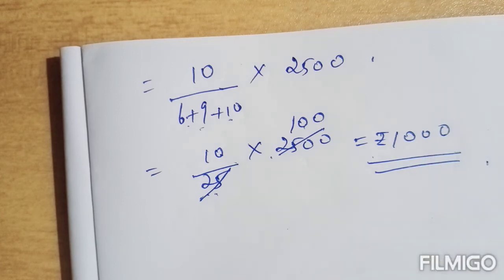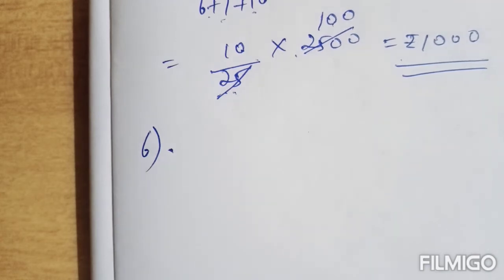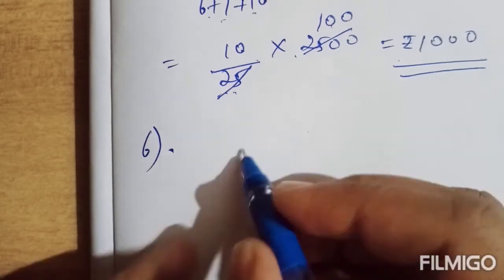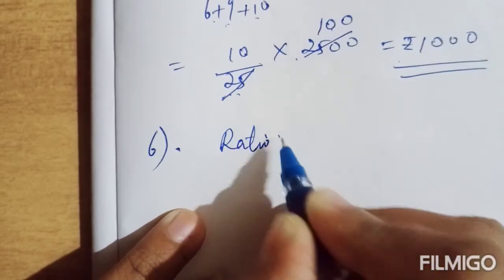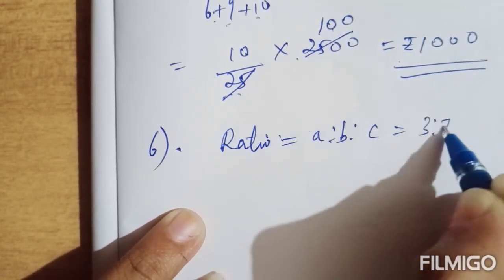Okay. Sixth question. The angles of a triangle are in the ratio 3:7:8. Find the greatest and the smallest angles. So, the angles of a triangle. How many angles does a triangle have? It is 3. Okay. Those 3 angles are in the ratio 3:7:8. So ratio equal to A:B:C, it is given as 3:7:8.